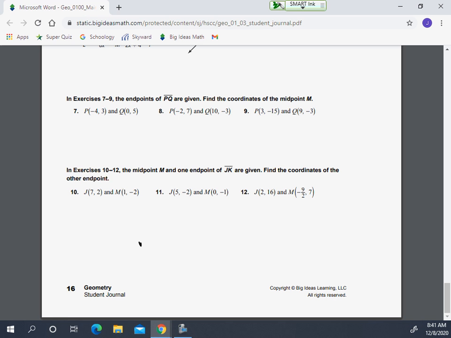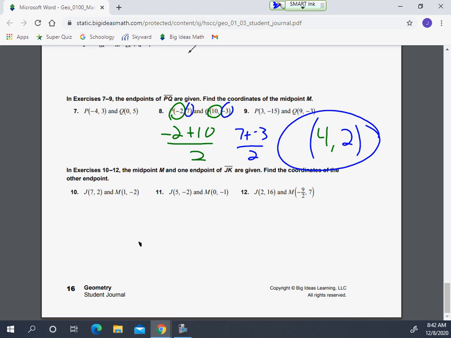Remember, we have to find the average. Let's start with our x's. If we add these together, -2 plus 10, and divide by 2. And then our y's, 7 and -3. So 7 plus a -3 over 2. Our x's, -2 plus 10 is positive 8 over 2, which is 4. And there's going to be a comma, because it's a coordinate. 7 plus -3 is 4 divided by 2, which is 2. There's our coordinates of our midpoint. Okay.